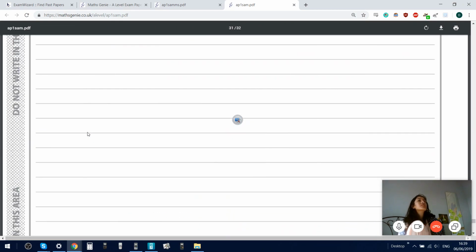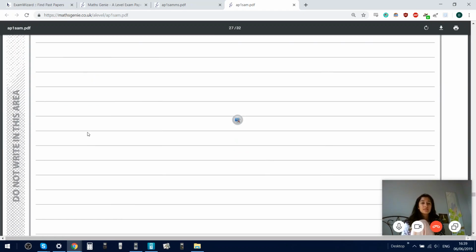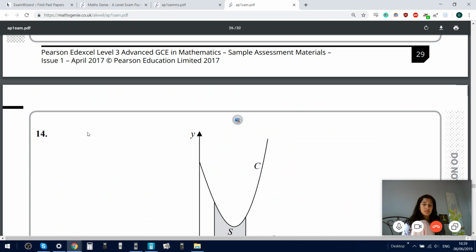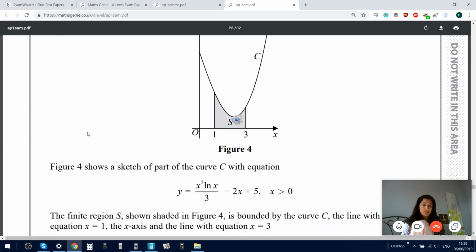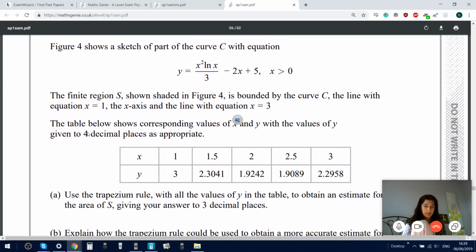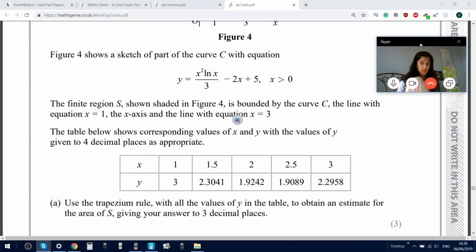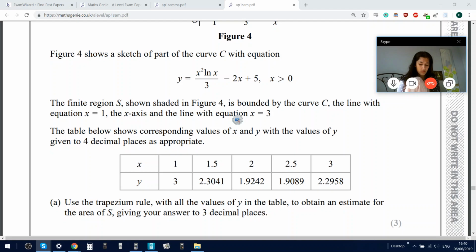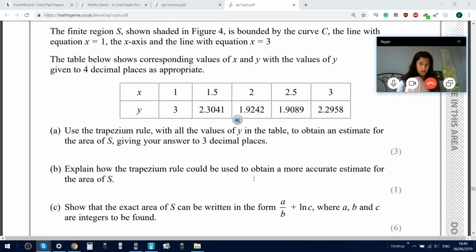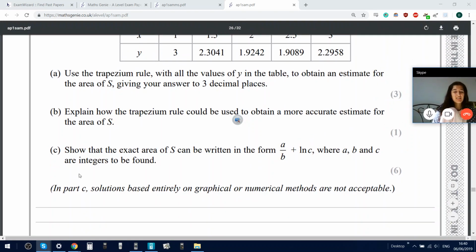Where were we? That was 15. Let's take a look at 14, see if it's worth doing. Integration, your favorite, using the trapezium rule. I like integration when they give me everything, not when they leave something out. Do you know how to use trapezium rule? Yeah. Is this one worth doing? Yeah, it's quite easy to be fair. I don't know how to do it.